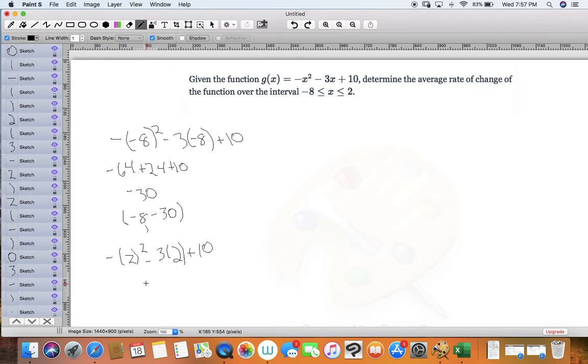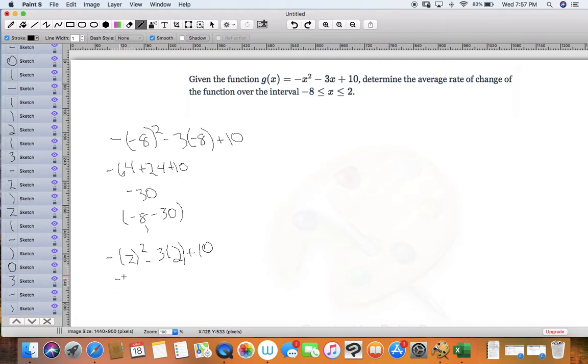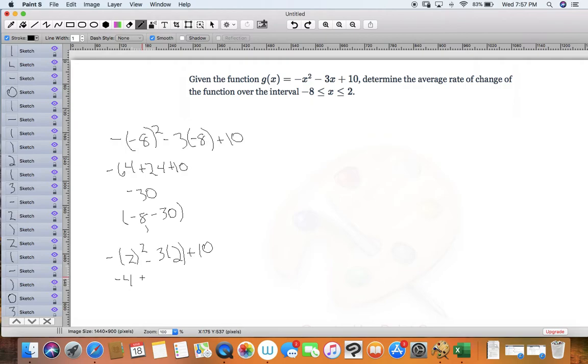Again, you could plug this all in at once. So 2 squared is 4, but that negative sign up front makes it a -4. -3 times a positive 2 is a -6 plus 10. And that gives us 0. So that makes our second ordered pair 2, because that's what we plugged in, 0.